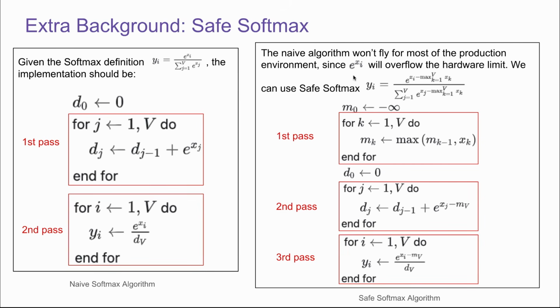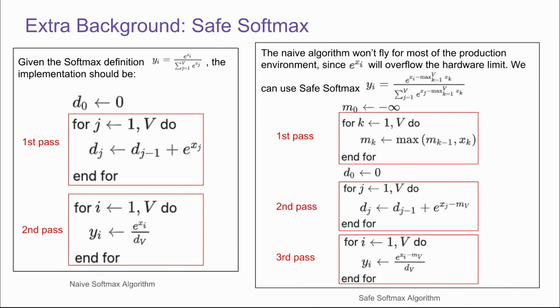This is because e to the power of xi will likely overflow the hardware limit. That's why we need to use safe softmax in most production environments. And the idea is also very straightforward. We don't want the value to overflow the hardware limit. That's why we subtract the maximum x from all the x values. In this way, it will definitely not overflow.